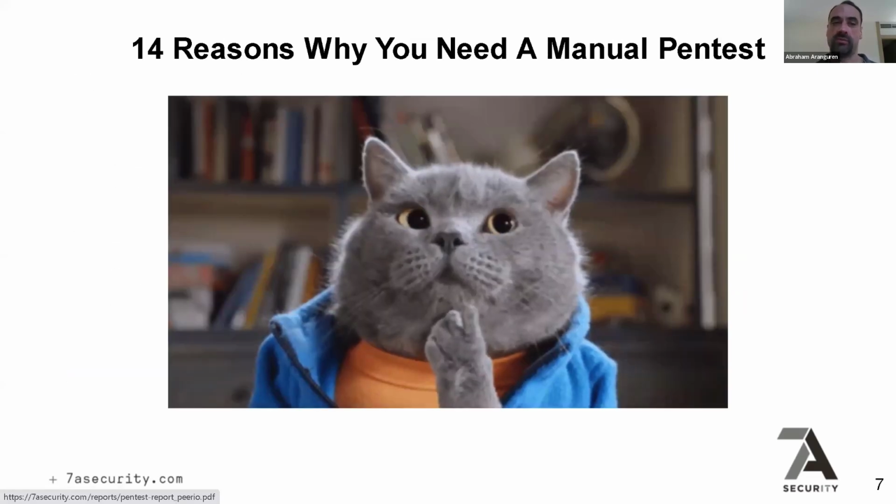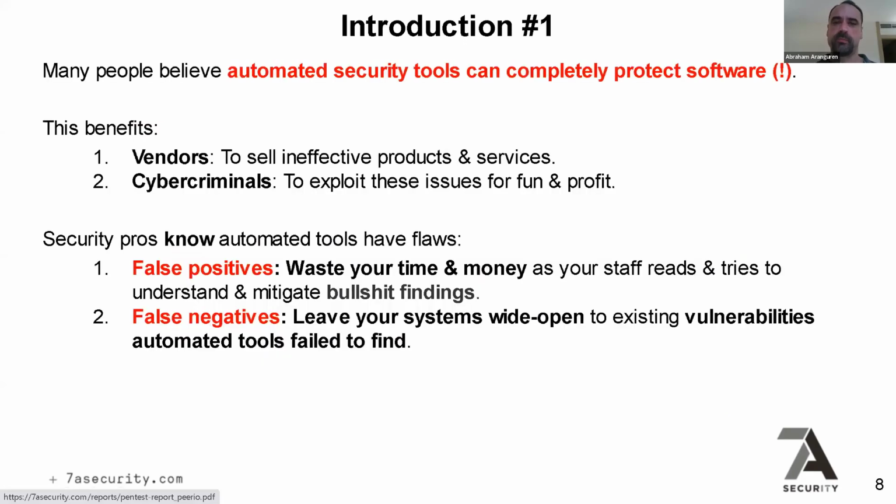So let's jump to the topic: 14 reasons why you need a manual pen test. Many people, especially CEOs, believe that automated security tools can completely protect software. This mainly benefits two parties: the vendors, who can sell ineffective products and services that claim they can find all the vulnerabilities, and cyber criminals, who exploit these issues for fun and profit.